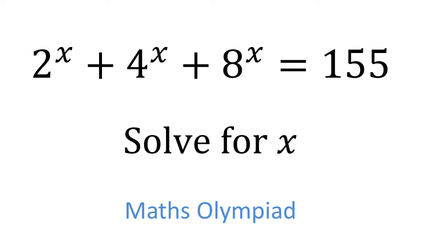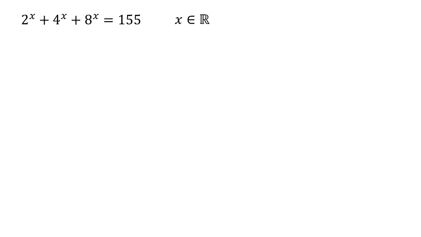In this Maths Olympiad preparation video, we're going to look at how to solve 2 to the power of x plus 4 to the power of x plus 8 to the power of x is equal to 155. So here's our equation. We're looking for x's that are real numbers. The first thing to notice with this is that we've got 2, 4 and 8 here. These are all powers of 2.